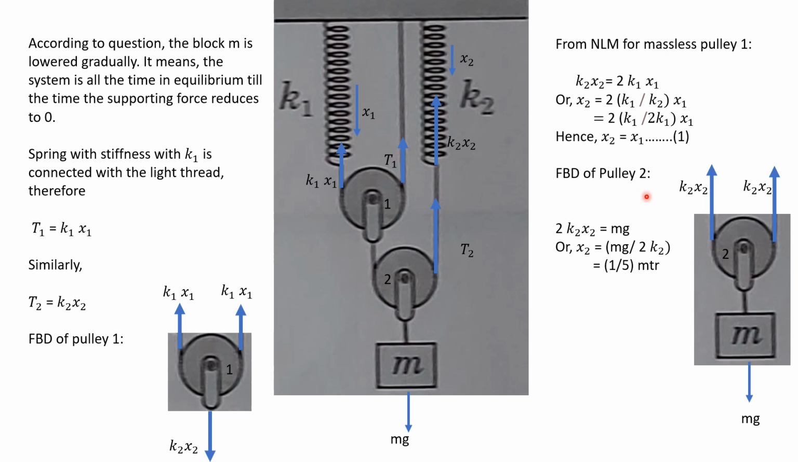Now we will make the free body diagram of pulley 2. This one is the pulley 2 with the mass. So K2 x2 acting here, K2 x2 is acting here, right? And on this system, mg is acting downwards, because we have taken this as a system, right? So here it is K2 x2, K2 x2, and here is the external force which is mg acting on the mass. So 2 K2 x2 will be equal to mg. So x2 will be mg by 2 K2, and when you put the value, we will get 1 by 5 meter. So x2 is equal to x1 will be equal to 1 by 5 meter.